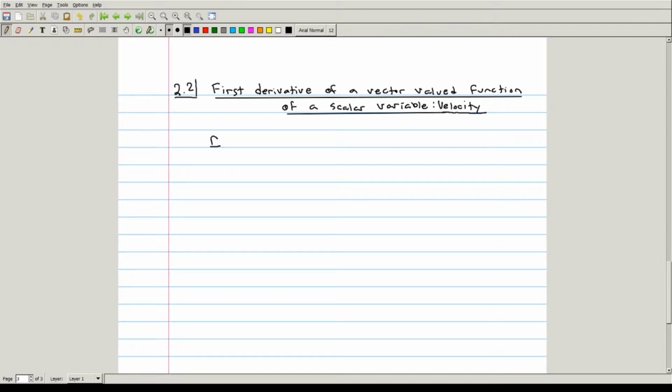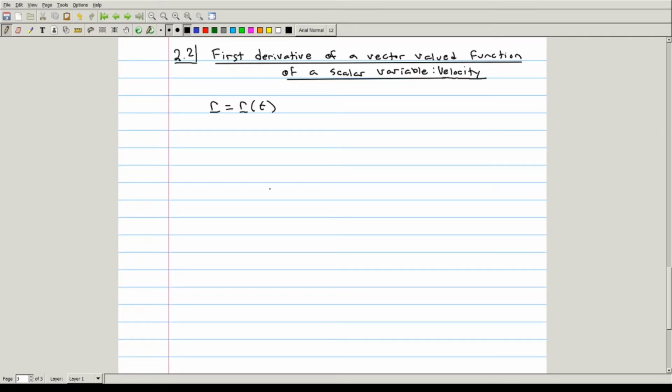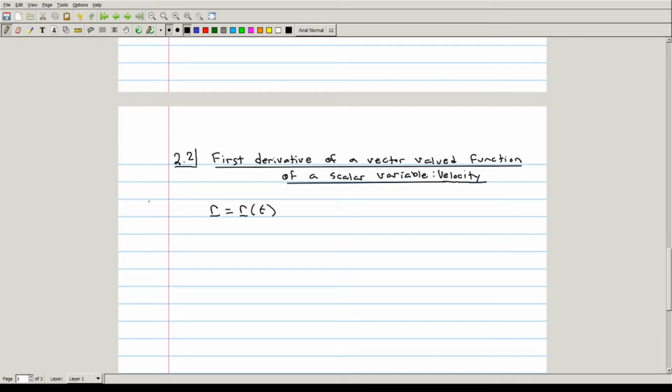So recall that our position vector is on a curve, a parametric curve, so it's a function of some parameter t. And recall how the derivative was defined in a single variable calculus course, your Calc 1 course. I'll put it in a bubble up here. So in 1D.